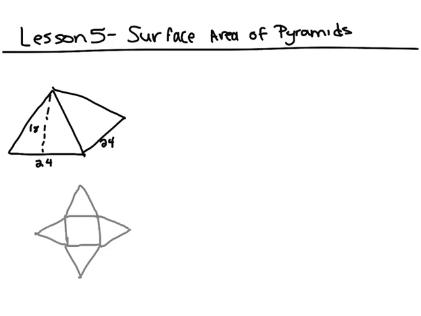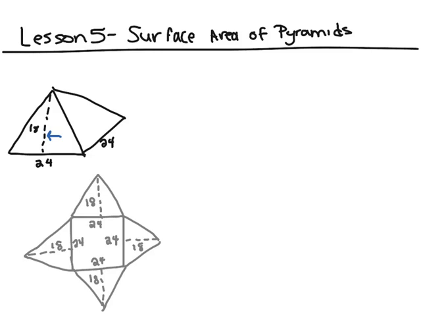The next thing I want you to do is write in all of the lengths that you know. So this is 24, 24, 24, 24. This is called the slant height. And what it ends up being is the height of a triangle. So all of the heights are 18. It's not a very good drawing.